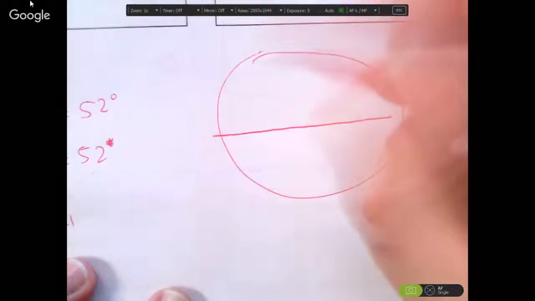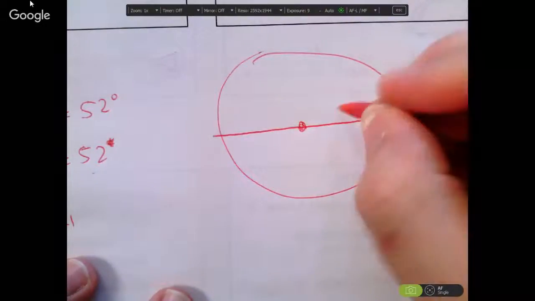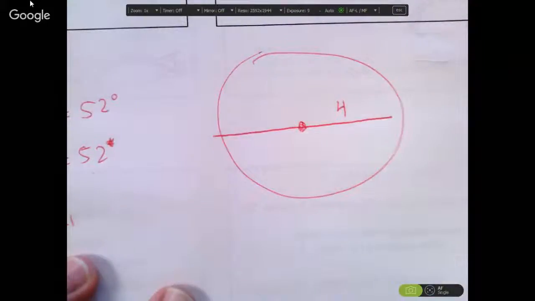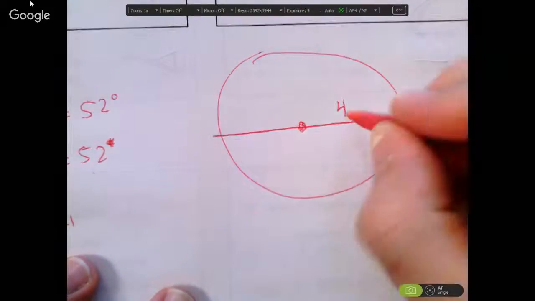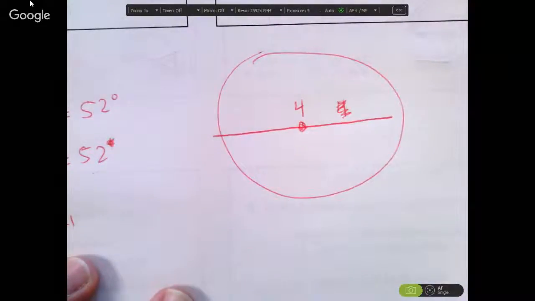Okay, so here's another example of what you're talking about. If I give you this drawing and I put 4 right here, then 4 is the what? The radius. If I had not put 4 there, but I put 4 there, then 4 is the diameter.